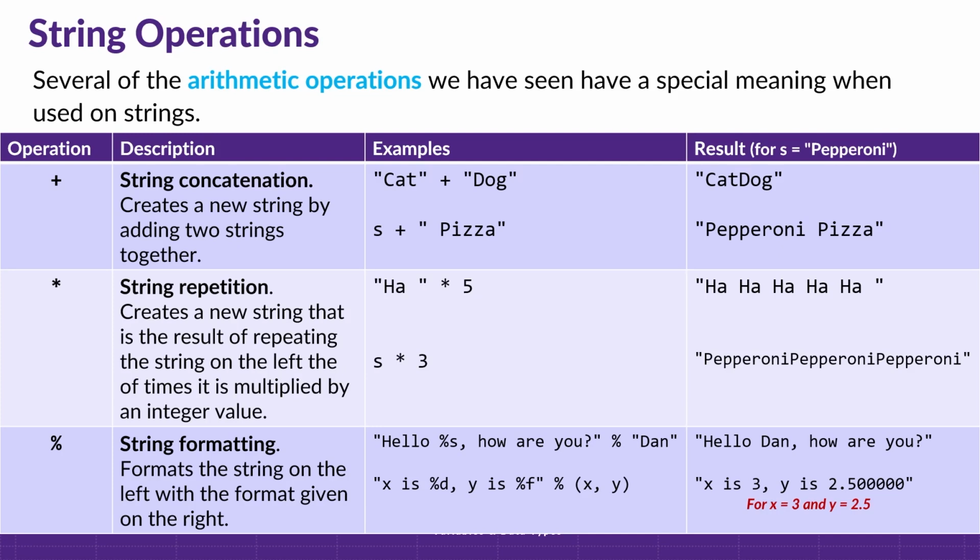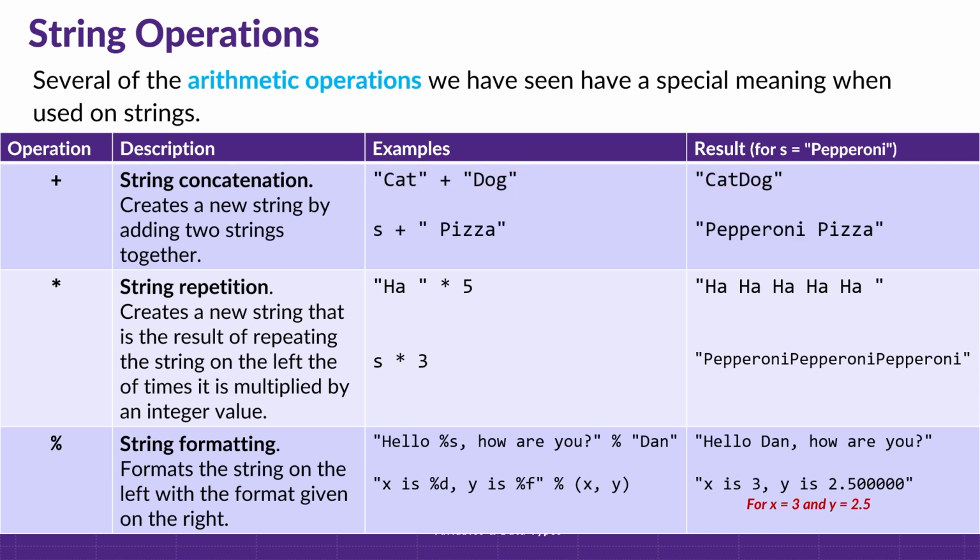The plus sign operation for strings is the concatenation operator rather than addition. When used on two strings, the result is a new copy of the string that contains both strings added together. For example, if we concatenated strings cat and dog, the result would be a new string containing the text cat dog. If we concatenated the value of the variable s, and let's say s is equal to pepperoni in this example, and we concatenated that with the string pizza, we would get a new string with the text pepperoni pizza.